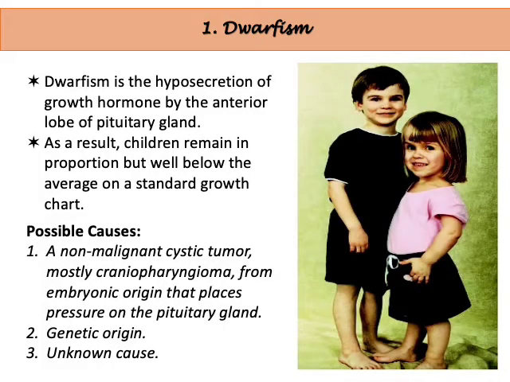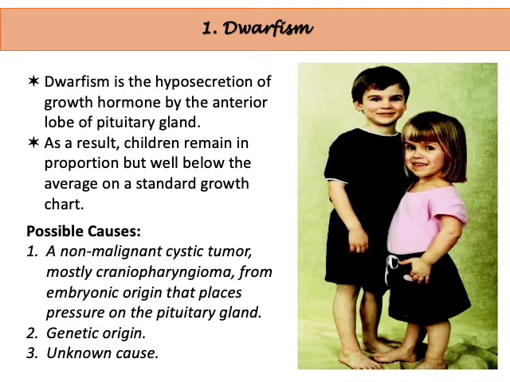First is dwarfism. It's the hyposecretion of growth hormone by the anterior lobe of the pituitary gland. If growth hormone is deficient, children cannot grow to full size. As a result, children will remain in proportion but well below the average on a standard growth chart.